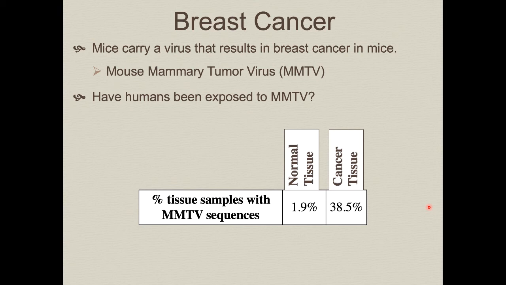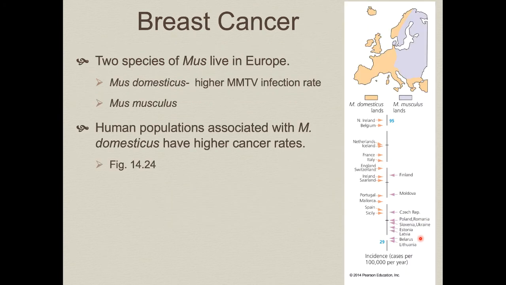It's called the mouse mammary tumor virus, and if humans are exposed to the MMTV, it increases their chance significantly of getting cancerous tissue. If you look at normal tissue, you tend to not see the MMTV. Now, there are two species of mice that live in Europe, and one of these tends to be associated with a higher rate of this MMTV virus. The Mus domesticus, which is seen more in Western Europe, is the main house mouse there, and that's where you tend to see these higher incidences of breast cancer. In Eastern Europe, where you tend to see Mus musculus, you tend to see lower rates of breast cancer.